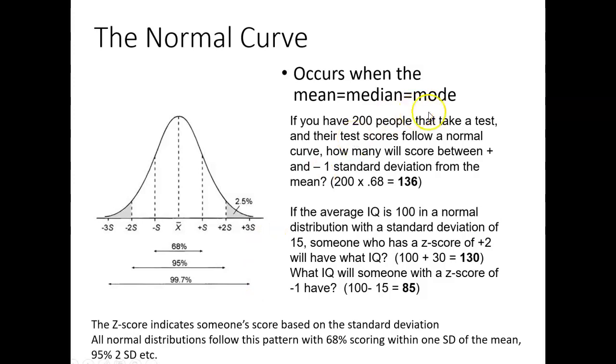So let's say you have 200 people that take a test. Their test scores follow a normal curve. How many will score between plus and minus 1 standard deviation from the mean? Well, you take the 200 test takers times the 68%, or 0.68, and you get 136 people that will score between plus and minus 1 standard deviation from the mean.